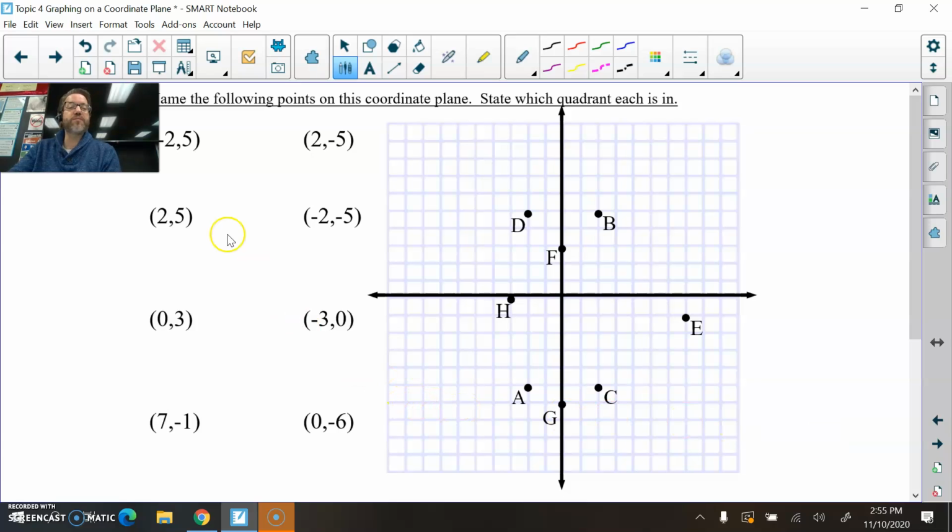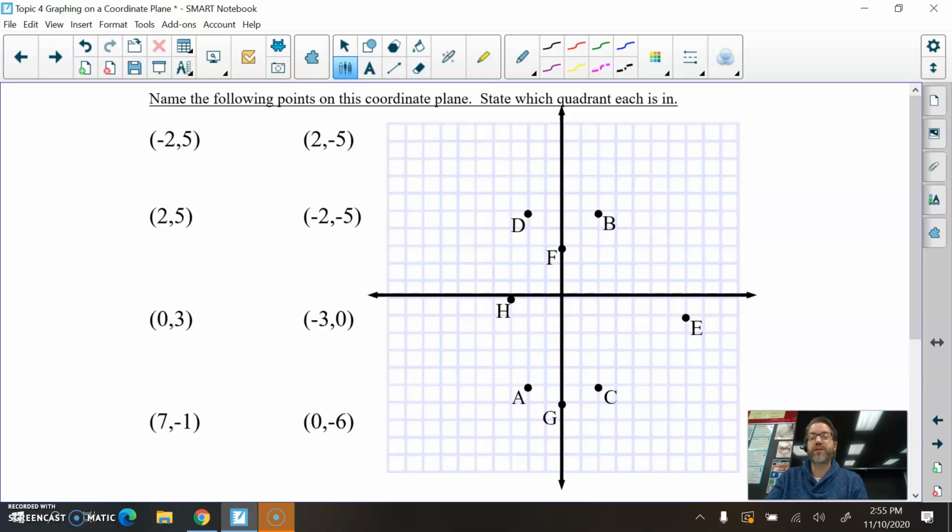All right, so I'm going to move myself here out of the way. And you can see we have a bunch of ordered pairs here. Notice ordered pairs are always in parentheses. Please always put them in parentheses. Let's identify which of these points is at each of these ordered pairs. I have (-2, 5) here.